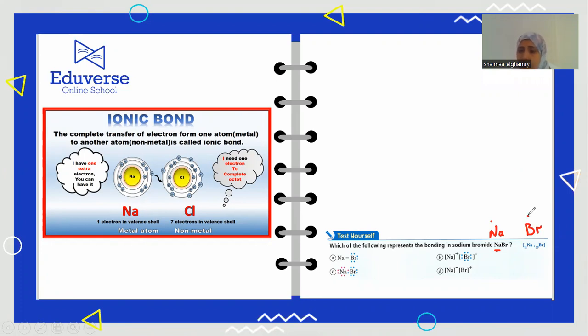So if we apply the Lewis diagram, it's 1, 2, 3, 4, 5, 6, 7. So bromine needs only 1 electron. What will happen? Sodium will lose this electron and bromine will gain this electron, forming a sodium positive ion and a bromide negative ion. Then there is electrostatic attraction between the positive ion and the negative ion. So the correct choice is B.